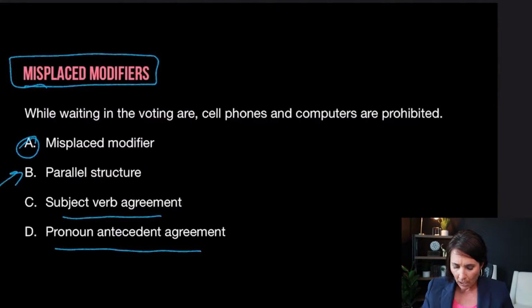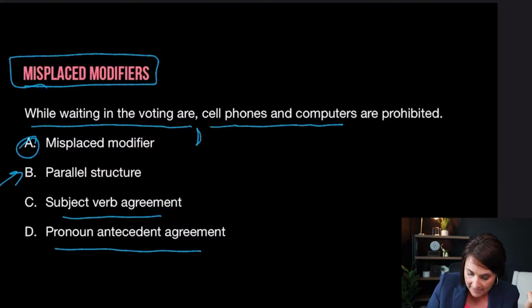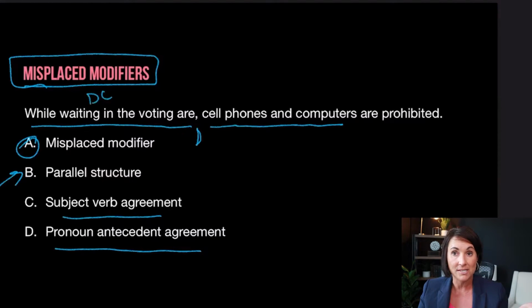So when they do misplaced modifiers on the exam, sometimes they'll do this dependent clause here, and then the comma, and then the misplaced modifier comes after. Now, this is called a dependent clause here. So let's just talk about clauses again really quickly. While waiting in the voting area, you need something else, right? If I just stopped right there, you would be like, okay, yes, what? While waiting in the voting area. That's why we call it a dependent clause, because it depends on the rest of the sentence in order for it to survive or be able to be attached to the sentence.